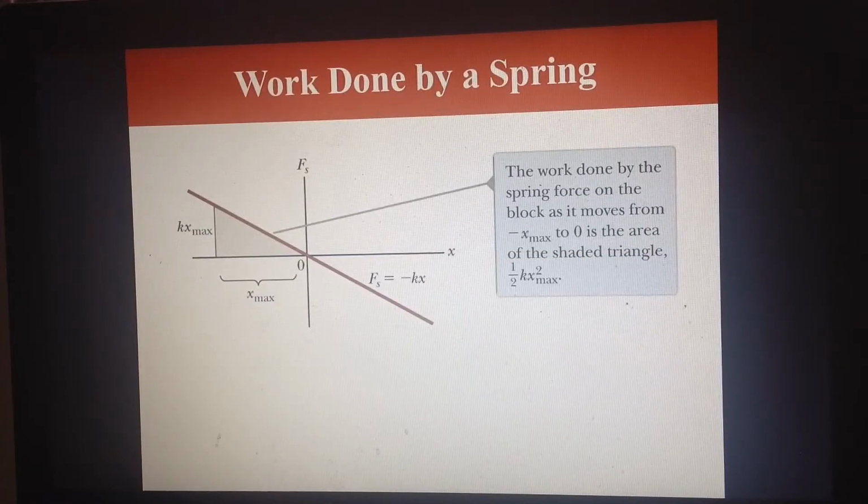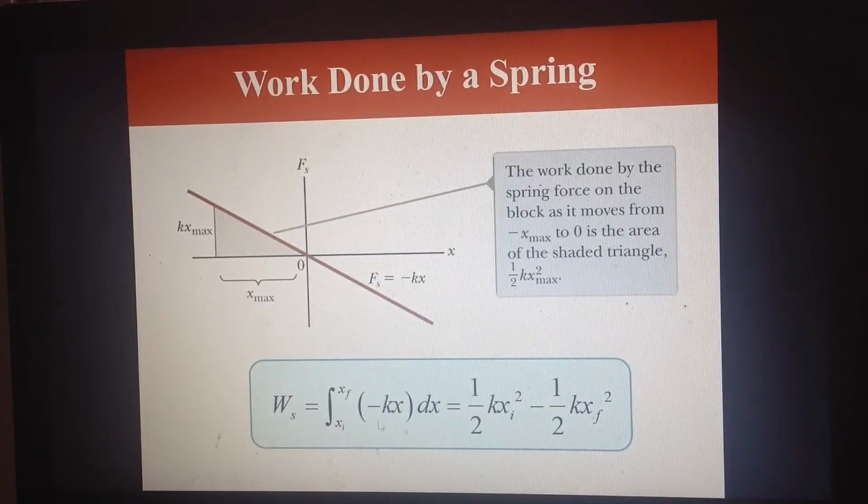Okay, so if we make a graph of the force of the spring as a function of x, the graph is going to look something like that. So again, we can calculate the work done by the spring on the block as it moves from negative x max to 0. If you just calculate this area right here, then we can get the same equation. This is a triangle, and so that area is 1/2 k x max squared. So we can also do that by using an integral.